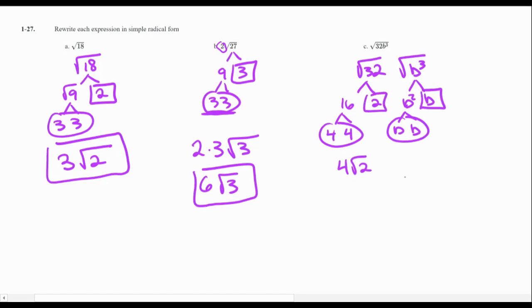So really what I'm going to have here, if it were like this, I'm not going to really ever write it like this, but you can see that this is what happens with the numbers, this is what happens with the variables, and so really my final answer should be 4b root 2b.